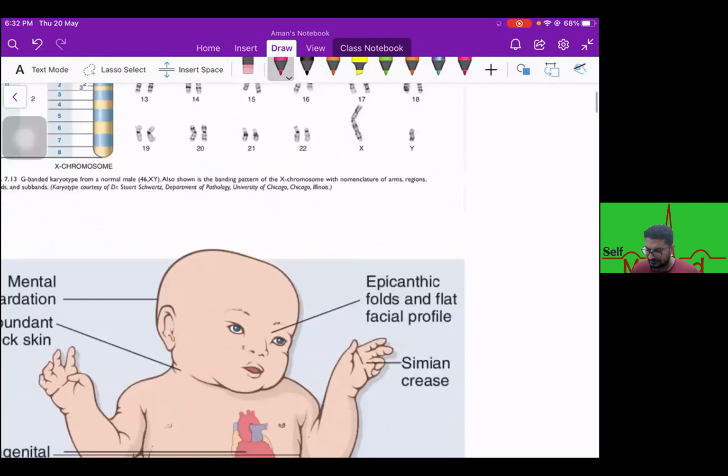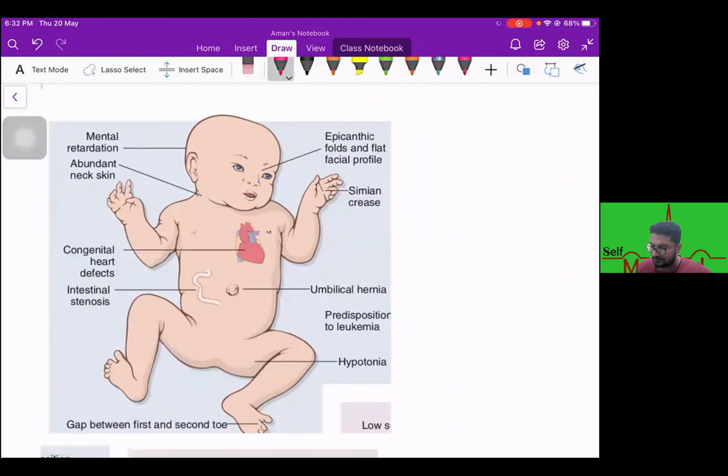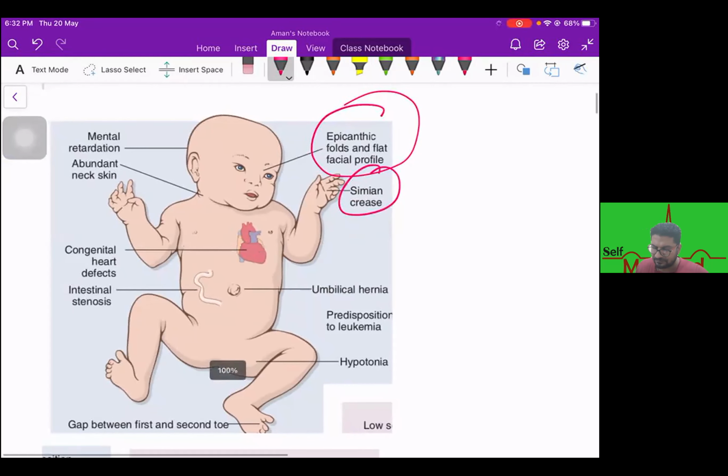Okay, if I move forward, you can see these are the features. Let me highlight the features once again. Epicanthic fold. You will see a simian palm crease. This simian palm crease means a heartbreak line, which is just a straight transverse line in the palm. You can see mental retardation.